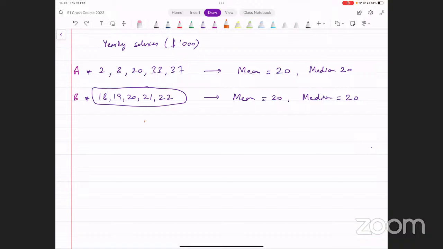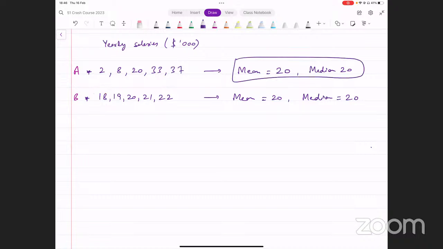But if you were to choose company B, it's a lot safer. So you are basically certain to get at least 18,000. Even though the maximum is not that much, the minimum is 18,000. All right. So this is the worst scenario that could happen to you. So basically, the point is, mean and median alone are not enough to describe data. There's another thing that is called variation, that is also important.